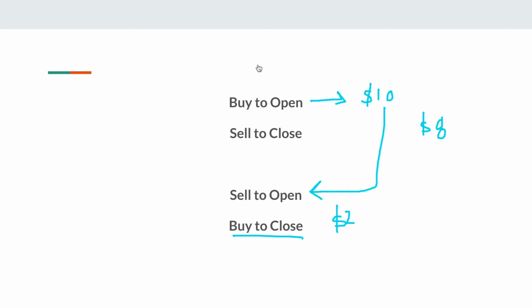But again, don't get too confused about these two terms. I'm just showing you how they're going to look on your brokerage platform. It's pretty simple, really. Buy to open and sell to close, you're the buyer. Sell to open and buy to close, you're the seller. So you're selling to open the position, and then you're buying back the position, hopefully for a lower rate.